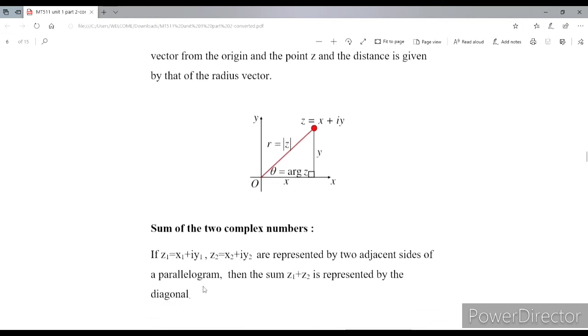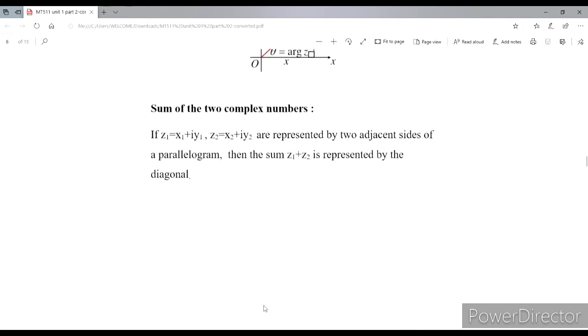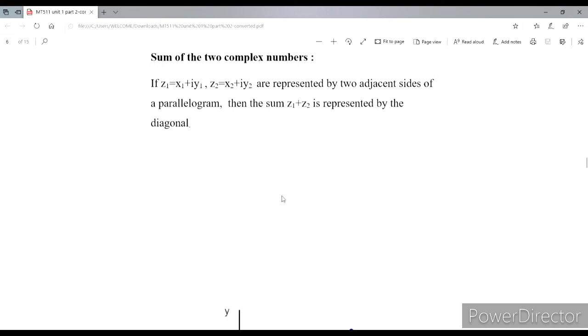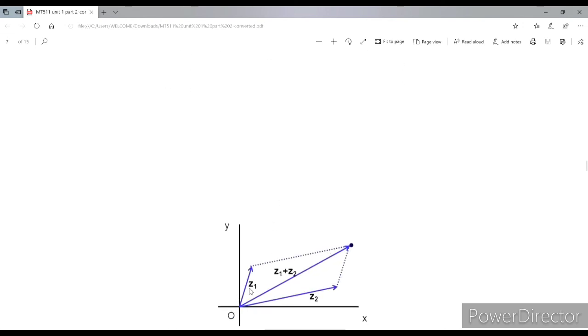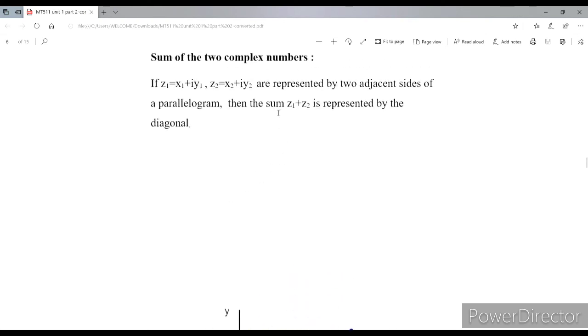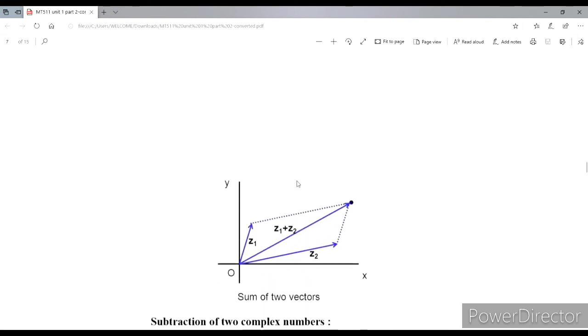Sum of two complex numbers. If z1 is x1 plus iy1 and z2 is x2 plus iy2, they are represented by two sides of a parallelogram. Okay, this is vector v. If they are represented as two sides of a parallelogram, then the sum z1 plus z2 is represented by the diagonal, by using vector, because the parallel side, this is also z1. When we add z2 plus z1, we get it as z1 plus z2.